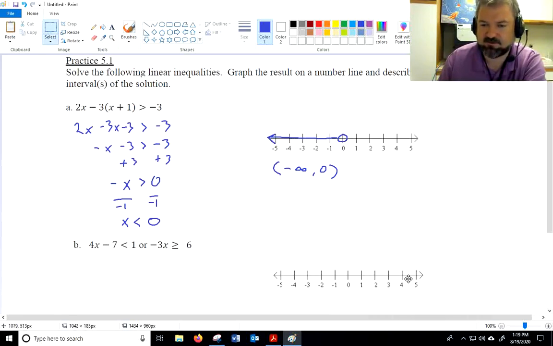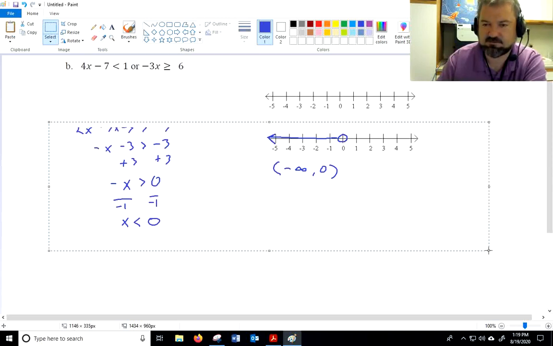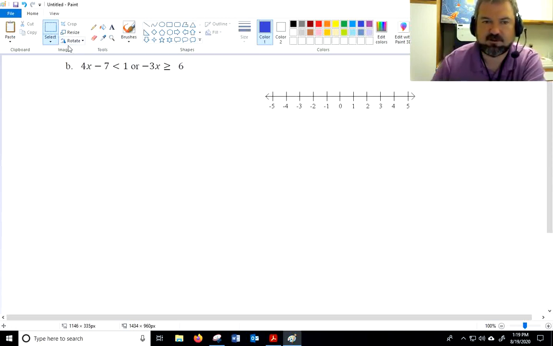Let me just scoot this up a little bit here. Okay, so I've got 4x minus 7 is less than 1. So I'm going to add 7 to both sides. I get 4x is less than 8. Divide both sides by 4. I get x is less than 2. All right, on this one here, I'm going to divide both sides by a negative 3. And because I'm dividing by a negative, I need to flip the direction of the inequality.